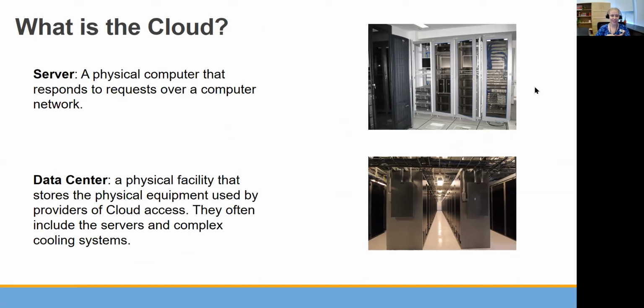A data center is a facility that stores the physical equipment, like the servers, that are used by folks that provide cloud access. So they often include servers and complex cooling systems because, of course, as they generate energy and heat, they need to have cooling systems to cool down the servers and the computers and all of the electronic equipment that's there. Here in Champaign, we actually have a supercomputing facility, which looks a little bit like this in that it has rows and rows and rows of servers.